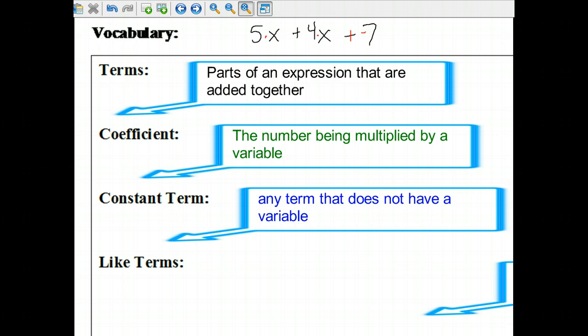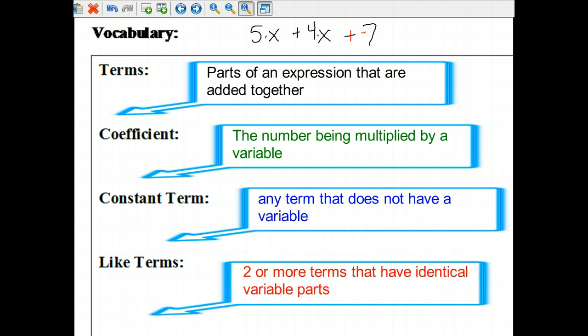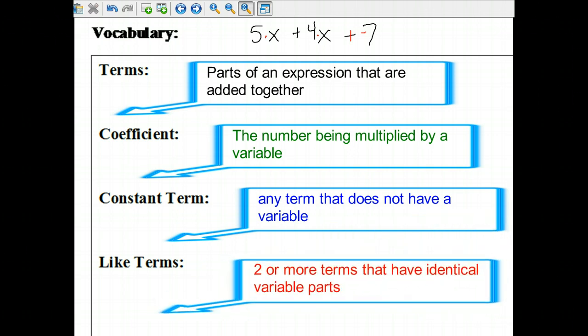Okay, and like terms. This is the big idea, the big important idea. Like terms is definitely what we need to spend a lot of time thinking about. If we think back to the example we did with the algebra tiles, these are the like shapes. So, you know, a long rectangle and a long rectangle, or a square and a square. Those are different shapes that are like terms.